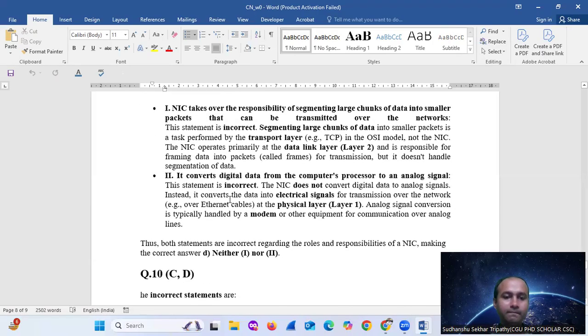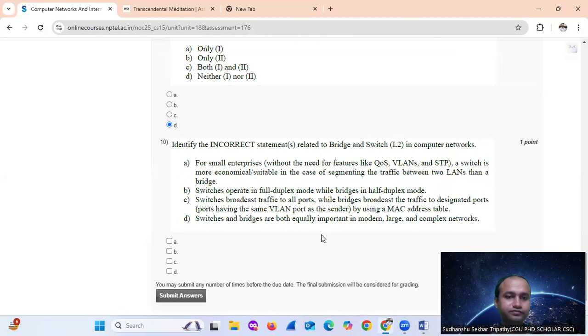So both statements are incorrect regarding the roles and responsibility of NIC, so the correct answer is neither one nor two. कोई सा भी नहीं होगा, ना 1 होगा ना 2 होगा. तो ऑप्शन नंबर डी. Yes.